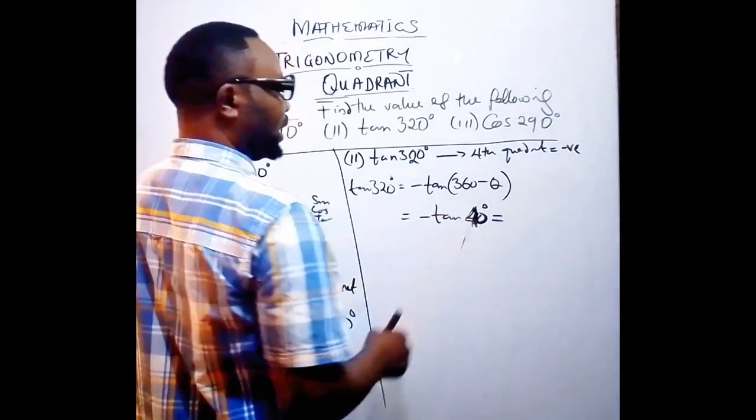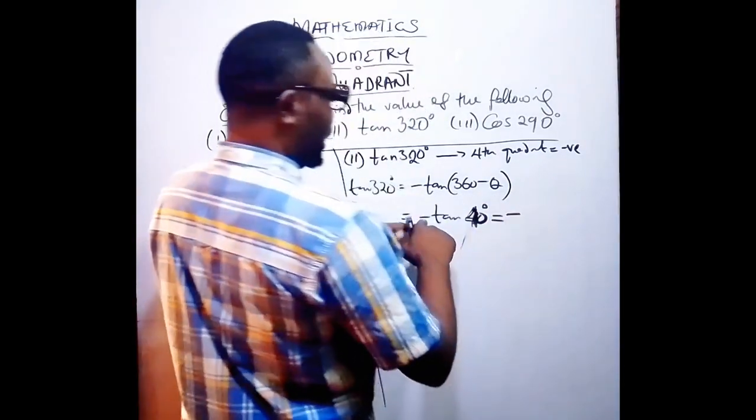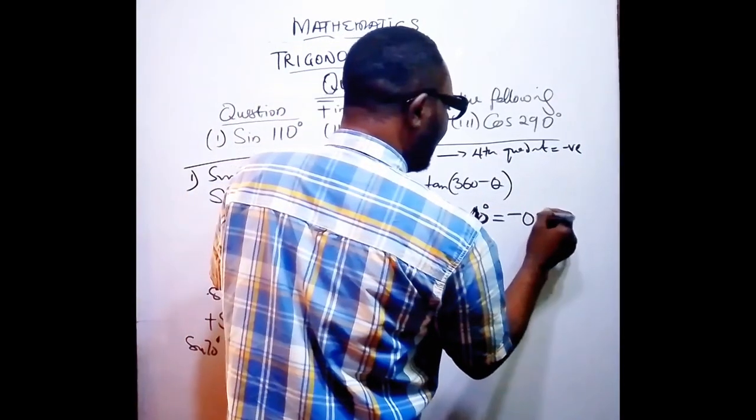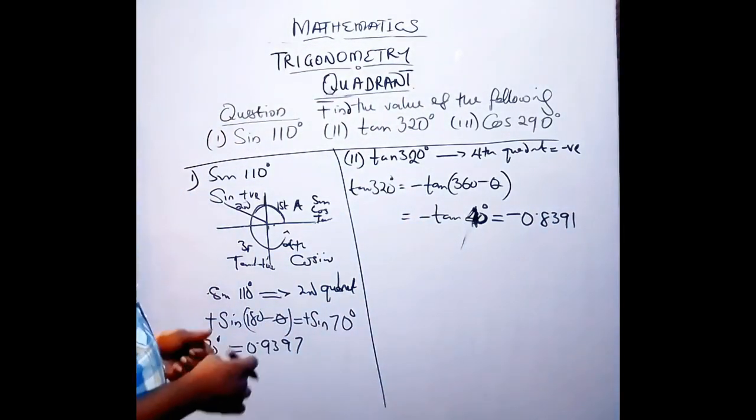Now, what is the value of tan 40 degree? Tan 40 degree is going to be equal to what? Minus, don't forget, it's a negative sign, minus 0.8391. That is how you get that value there.